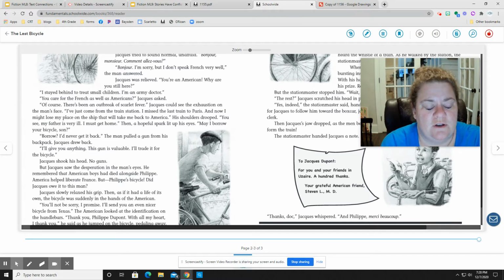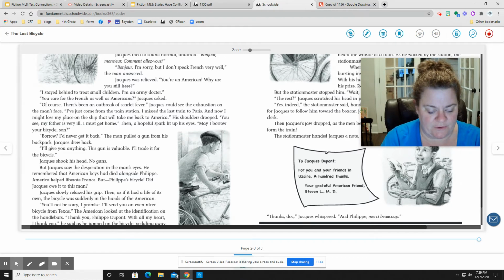Jacques could see the exhaustion on the man's face. I've just come from the train station, and I missed the last train to Paris, and now I might lose my place on the ship that will take me to America. His shoulders drooped. See, my father is very ill, and I must get home. And then a hopeful spark lit up his eyes. May I borrow your bicycle, son? Borrow? I'd never get it back. The man pulled a gun from his backpack and Jacques drew back.